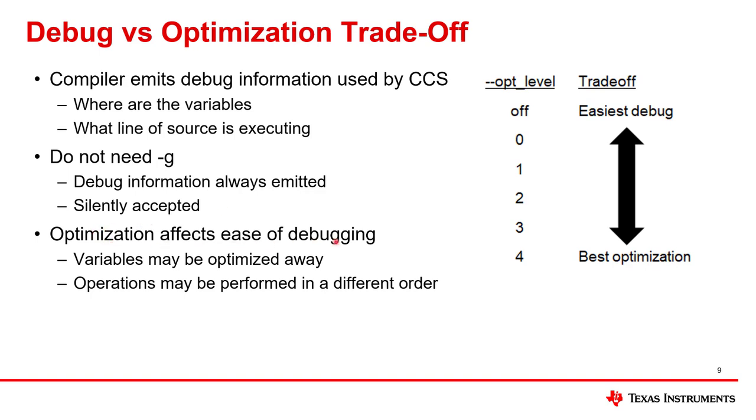Let's get to the heart of the matter. Optimization affects the ease of debugging. What am I talking about? The higher the level of optimization that you have, the more likely it is that things like this will happen. Variables may be optimized away. If a variable is optimized away, it doesn't mean anything to try and inspect the value of that variable or set a watch on it or anything like that.